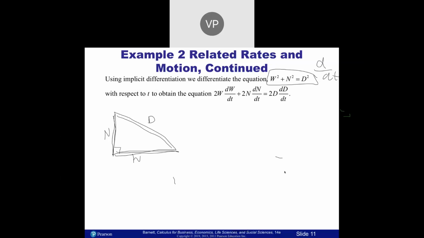Then the dW dt is how fast that thing is changing. Anytime it's a d something dt, it's a change. dN dt is how fast this is changing, and dD dt is how fast that's changing. So if you remember what they've given us, they've given you some of these changes, they've given you some of these distances. And we have to look at these 6 and figure out what in the world we need to find. So I'm going to go back and forth.